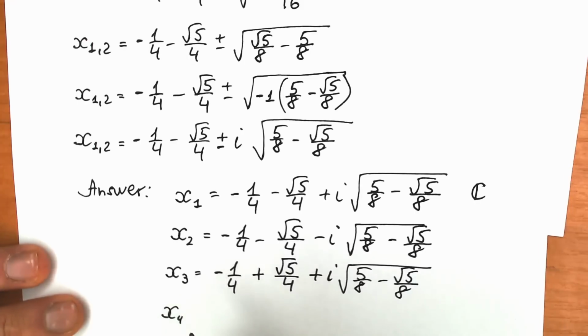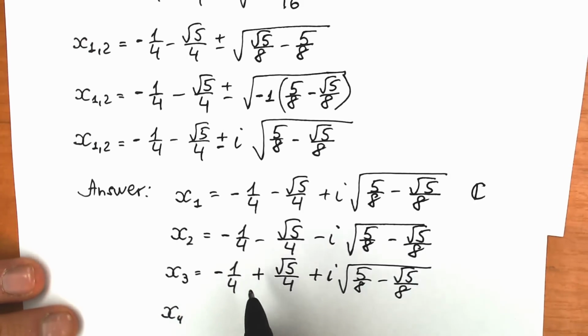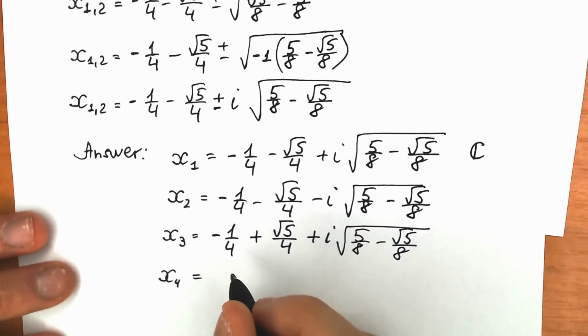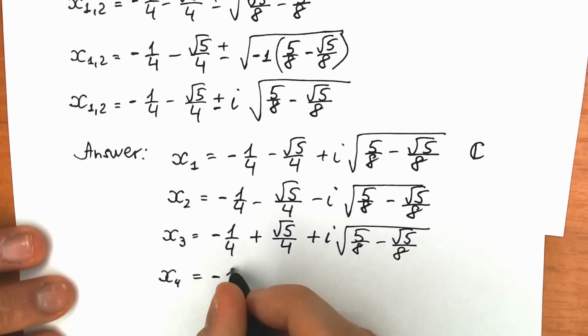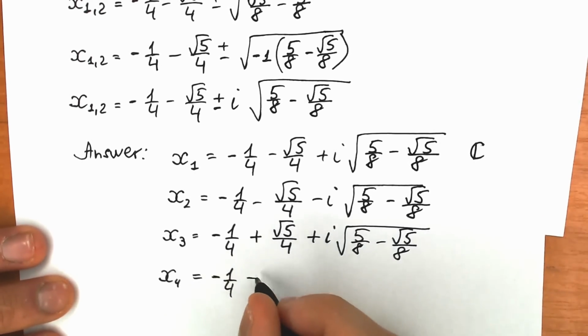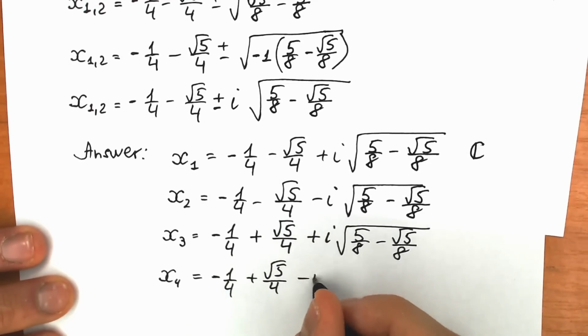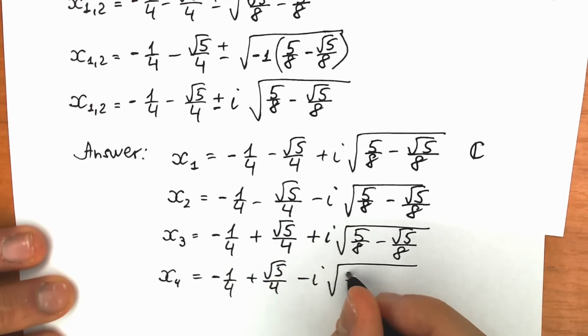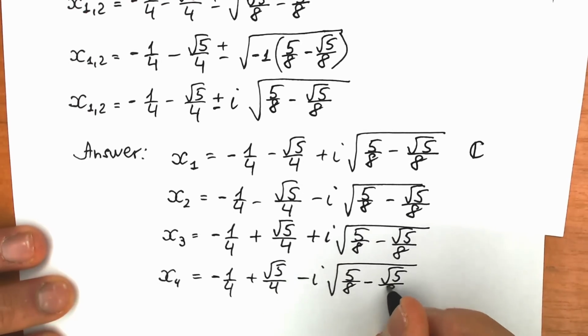And x fourth is absolutely the same, but with one really important difference. Right here we have a minus sign, because we're talking about plus minus, so this was with the plus sign, and now we are talking about the minus sign. So x fourth is equal to -1/4 plus √5/4, and we have minus i times √5/8 minus √5/8.